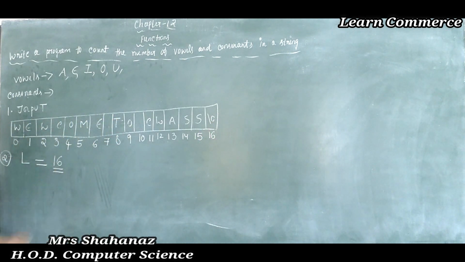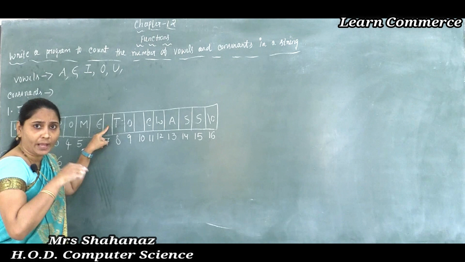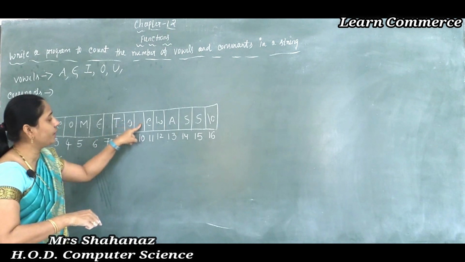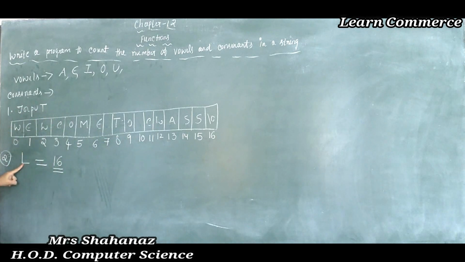Did everyone understand how 16 came? Because I did not count from 0. Whenever we count, we need to start from the value 1. So 1 2 3 4 5 6 7 8, I am adding the space as well, 8 9 10 11 12 13 14 15 16. So I can say that the number of characters within the string "welcome to class" is equal to 16. Clear this point here, 16.